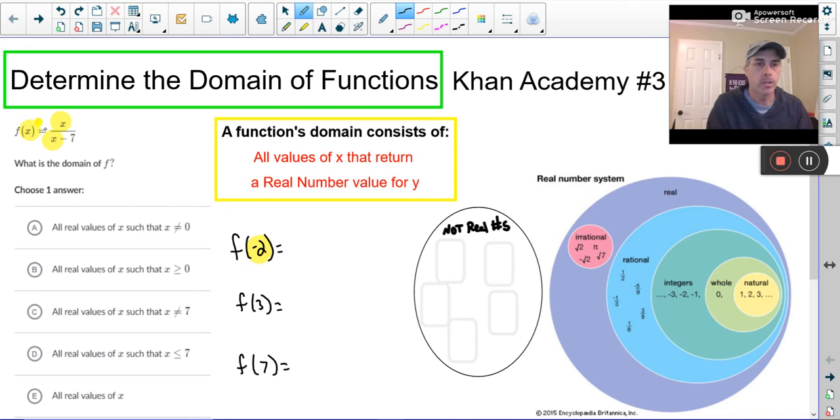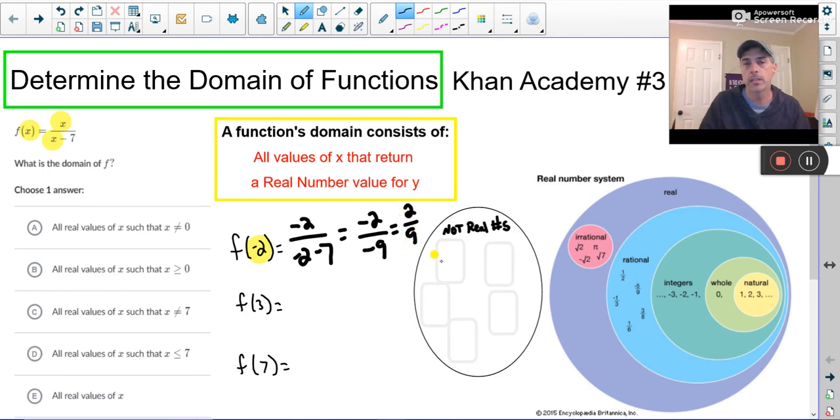So I would substitute a -2 in, and I would have -2 divided by -2 minus 7. If I simplify this using order of operations, I'm going to simplify the denominator. I'm going to end up with -2 over -2 minus 7 is -9. And a negative divided by a negative is positive. So I would get 2/9.